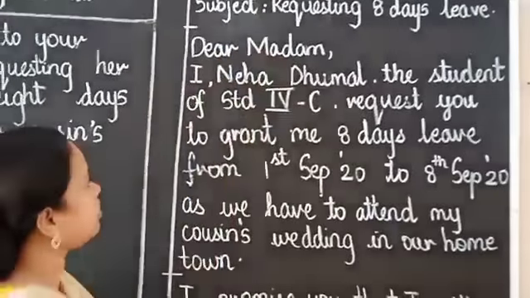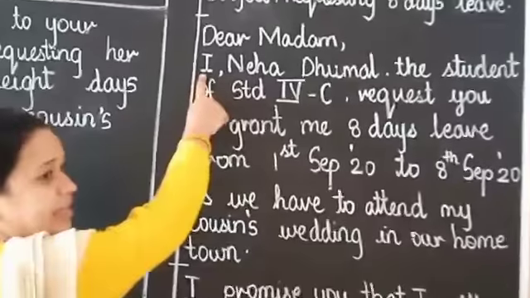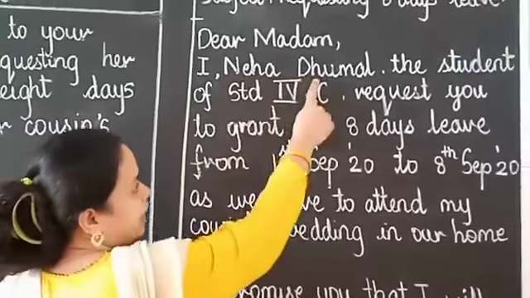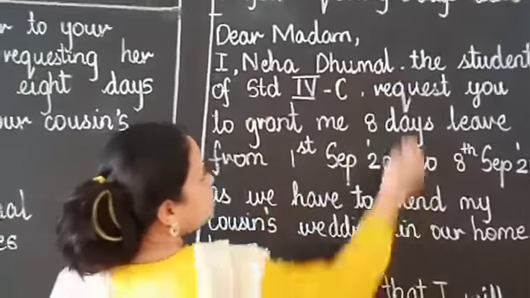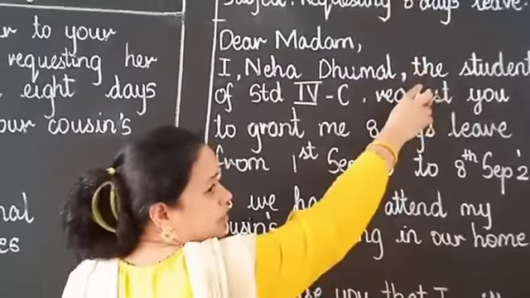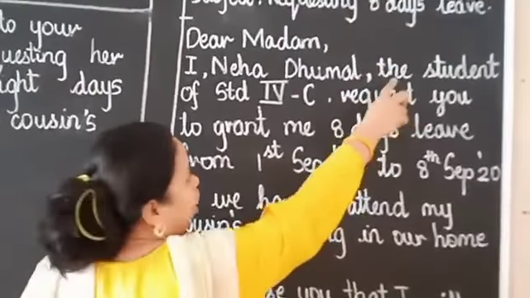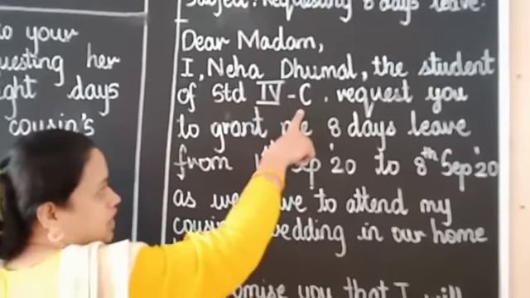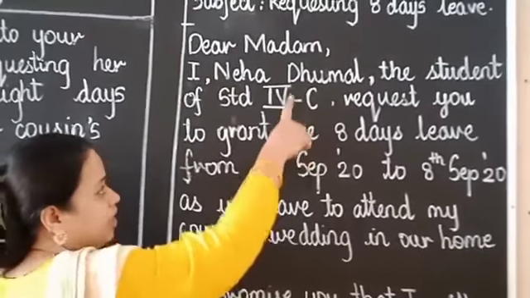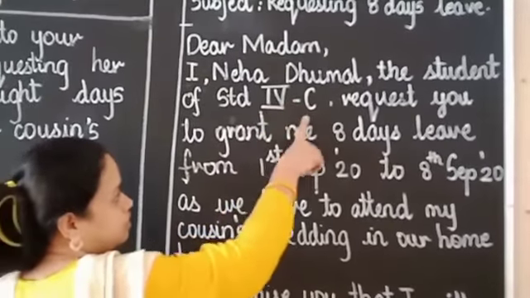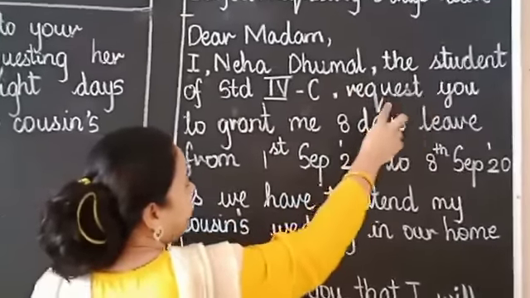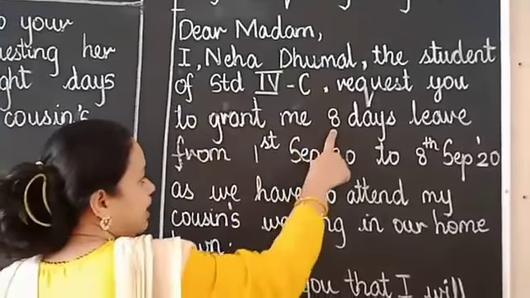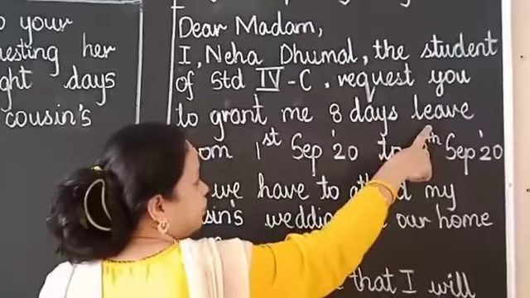So dear Madam, I. Now who is writing the letter? Neha. So I, comma, Neha Dumar, comma, the student. Now I am a student, correct? Now Neha is the student of standard. Which class does she belong to? 4th C. You can write your class over here, but now Neha is writing, so she belongs to 4th C. Comma, request you to grant me 8 days leave.